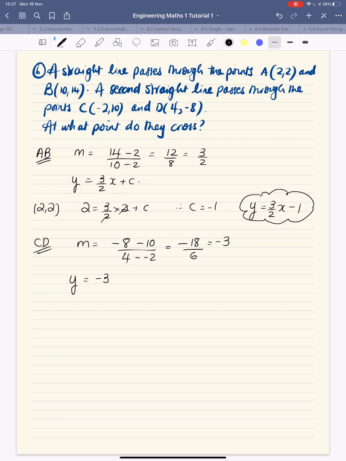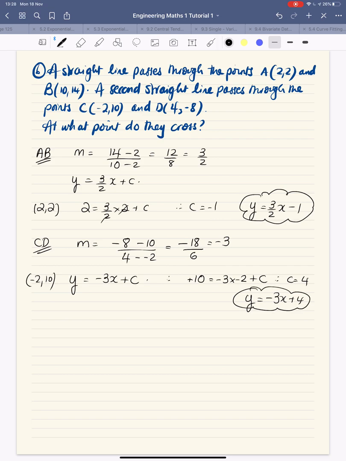Y is minus 3x plus C. And we substitute x is minus 2, y is 10. So plus 10 is minus 3 times minus 2 plus C. So therefore C is 4. And y is minus 3x plus 4.